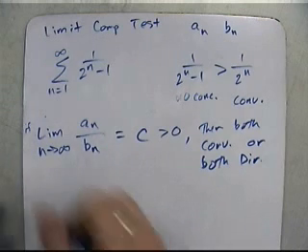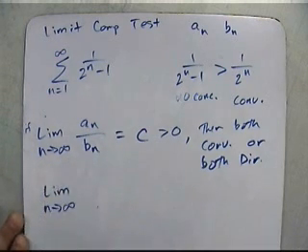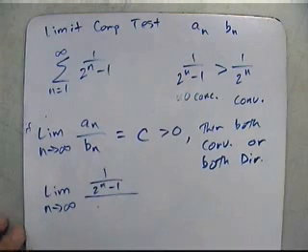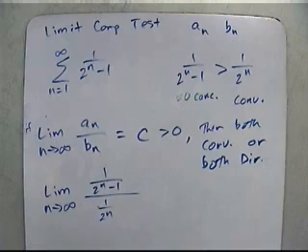This is how it actually works when you actually do your limit. So we do the limit as n goes to infinity, and you want to do the original term divided by what you're comparing it to. So we're going to have 1 over 2 to the n minus 1, all divided by what we're comparing it to, which is 1 over 2 to the n.